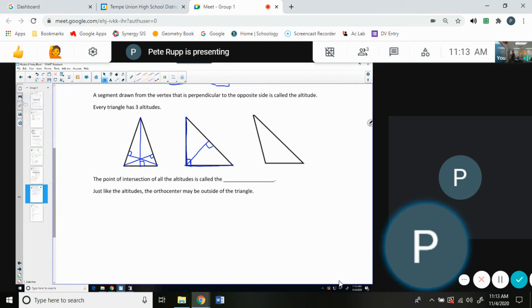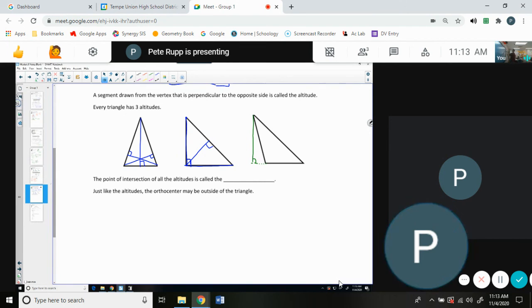The last one here with the obtuse triangle is definitely a bit tricky. If I try to connect this perpendicular to the opposite side, that's definitely not perpendicular. That's not even perpendicular. So where does it have to go? These actually have to go outside of the triangle. So you have to extend that piece and then it meets out here. So that right there is the altitude. The altitudes don't have to be inside the triangle like the medians or the angle bisectors. They can be outside of the triangle.